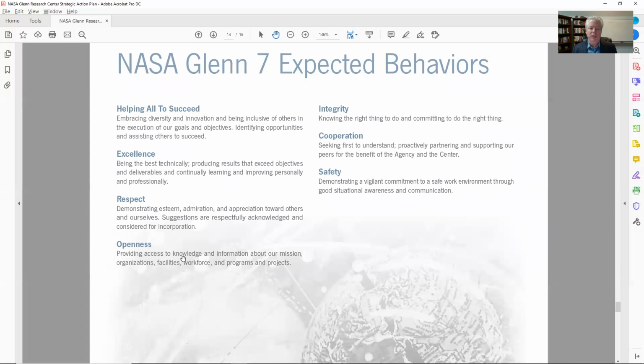Excellence, respect, openness. They want to know that contractors are working with other contractors. Everybody's helping everybody. So this is how important it is, right? Cooperation and openness and respect, those 3, and helping all to succeed. Those 4 behaviors are almost all around helping all to succeed, if you will. So that's my take on this. They might say it differently, and then safety, integrity, and the other ones.